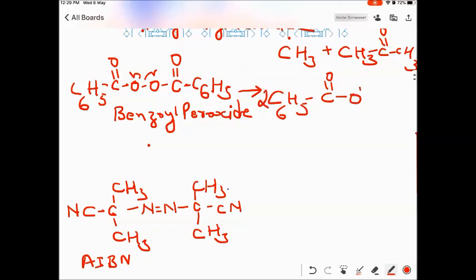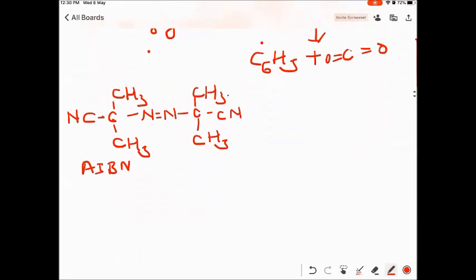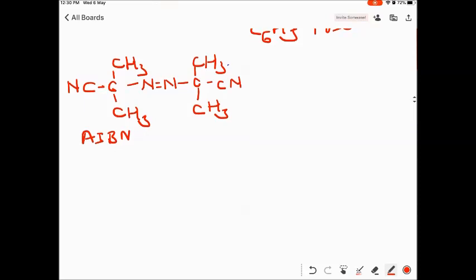So 2 moles of this free radical are formed, and you know this free radical can further decompose to generate a molecule of carbon dioxide. So what we are left behind with is a phenyl free radical plus carbon dioxide, which, as you know, is a linear structure. The third important chain initiator that is used is AIBN.